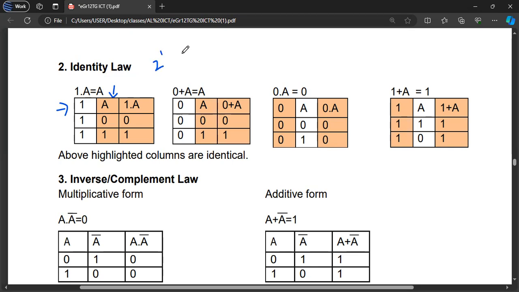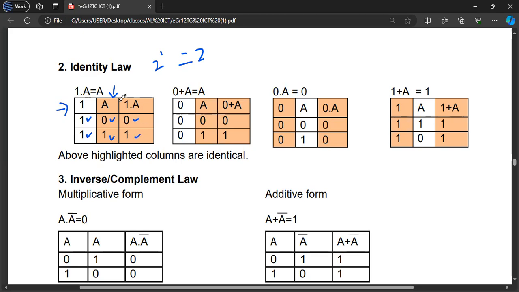So 2 to the power 1 is going to be two combinations, right? One is going to be 0 and the other one is going to be 1. So here 1 is going to be constant, here also 1, here also 1. Now for A, one is going to be 0 and the other one is going to be 1. Then 1 dot A. So 1 into 0 is 0, 1 into 1 is going to be 1, AND logic.